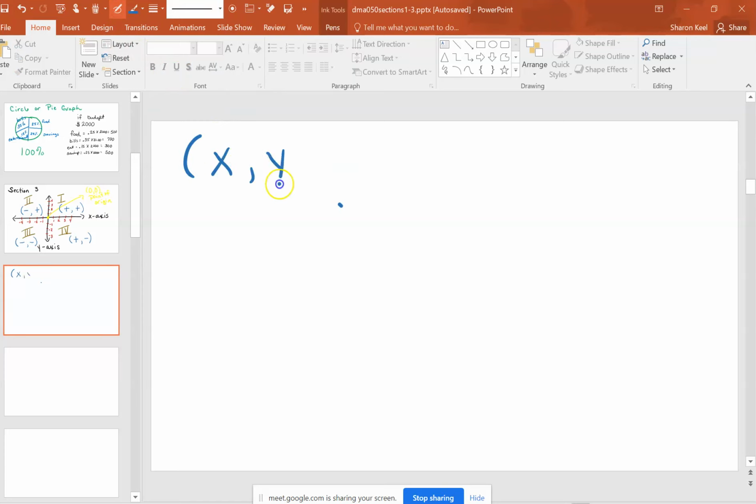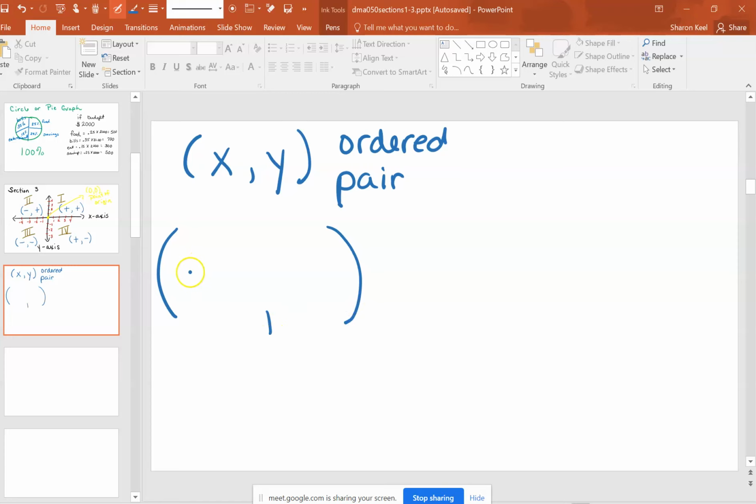When you are graphing your ordered pairs, and this is called an ordered pair, an ordered pair is made up of an x and a y value. I want you to pay close attention to the fact that the x value is going to go either left or right. The y value is going to go either up or down.